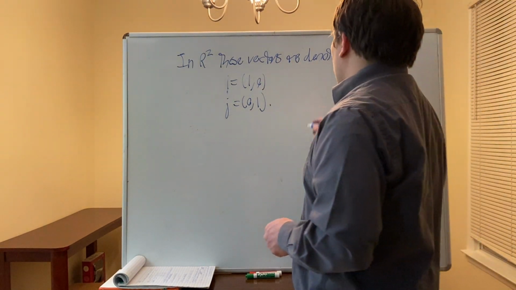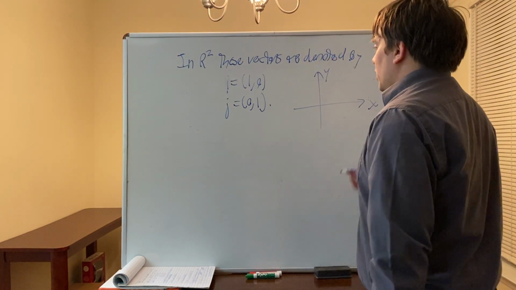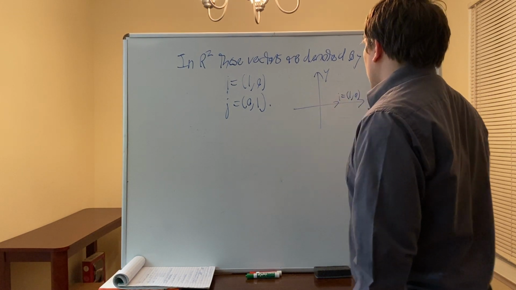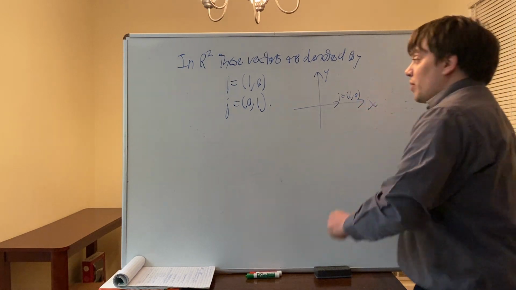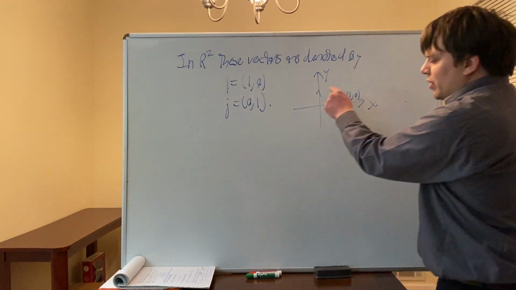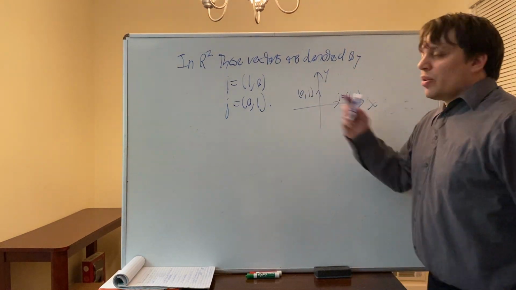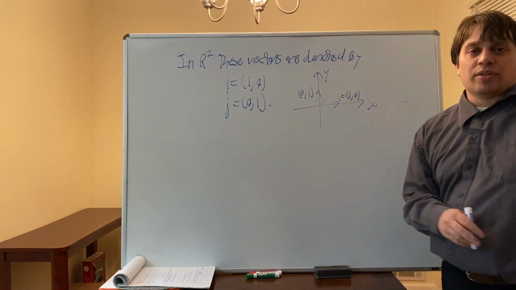If you have the x-axis here and the y-axis here, then i is the unit vector in the positive direction of the x-axis. So the x component is 1 and all the other components are 0, so it's 1, 0. The unit vector in the positive direction of the y-axis means that the y component is 1, but every other component is 0.